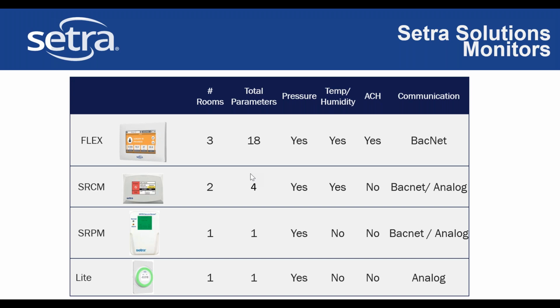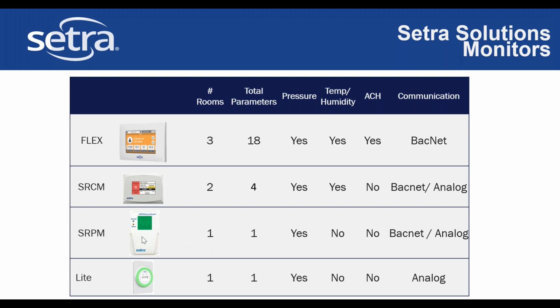It provides everything you could possibly need to monitor any of these spaces: three rooms, 18 parameters, pressure, humidity, ACH, and you can use BACnet communication on this. Now, let's say you don't quite need that. You only have two rooms. You're only going to monitor pressure and maybe temp. And so SRCM is a good option for that. It does also have a BACnet option.